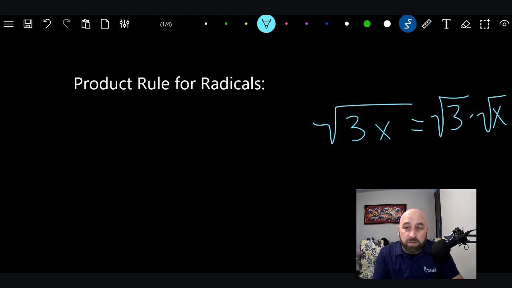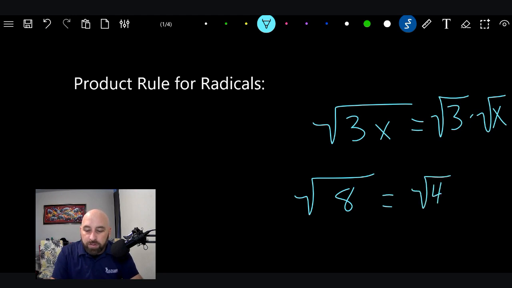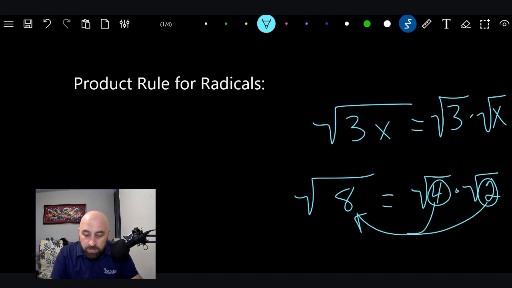In other words, just like with the quotient property, I can break that down into two separate multiplication problems. Well, this kind of works with different things. Like, for example, if I have something inside there, like, let's say the number 8. Well, technically, the number 8 has factors, doesn't it? So if I break that number 8 down into factors, I could say that that equals the square root of 4 times the square root of 2. Why? Because 4 times 2 equals 8.